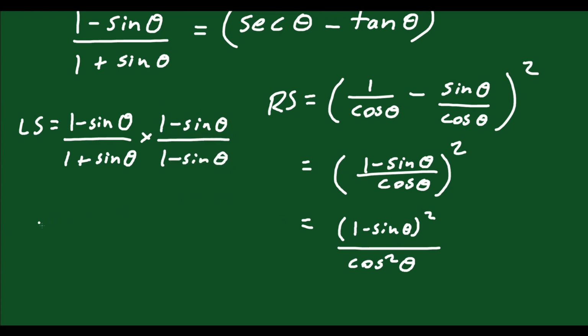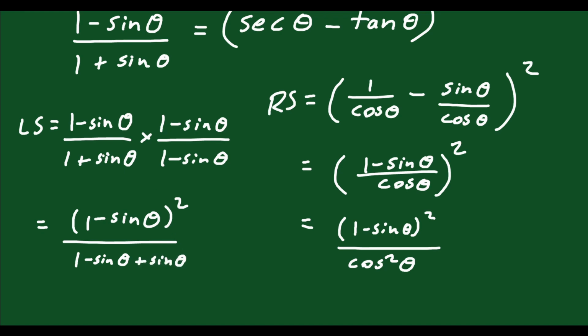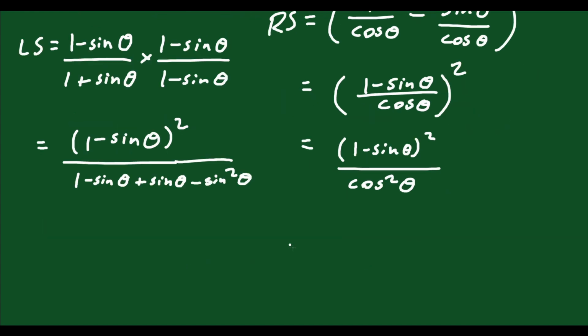Okay, so next step, I can simplify the top, say it's (1 minus sine theta) squared, same as this. And on the bottom, I'll have a binomial times a binomial. I can FOIL that, right? 1 times 1 is 1. 1 times negative sine theta is negative sine theta. Sine theta times 1 is plus sine theta. Sine theta times negative sine theta is minus sine squared theta. Okay, so I'm getting close, right? The tops are the same. Let's simplify the bottom now.